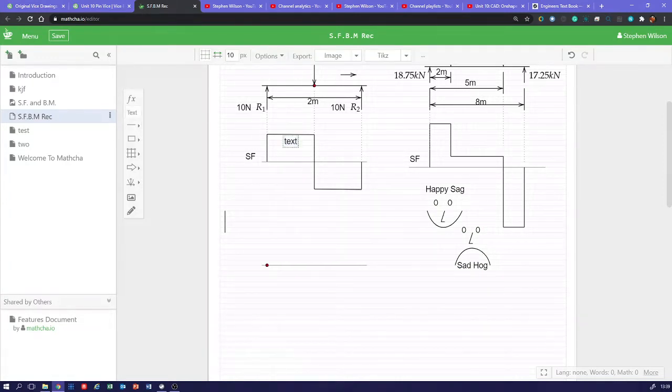Yeah, so probably I should put some text in there, shouldn't I? Positive. Happy sags. Yes. So positive, and am I contradicting myself here? I don't think I am. Okay. That's negative. Okay. Is that right? Have I got that the wrong way around? A downward force would be a happy sag, wouldn't it? It would make something sag. Yes. So that's got to be correct.